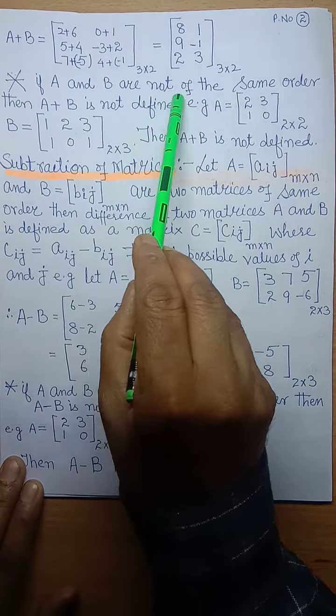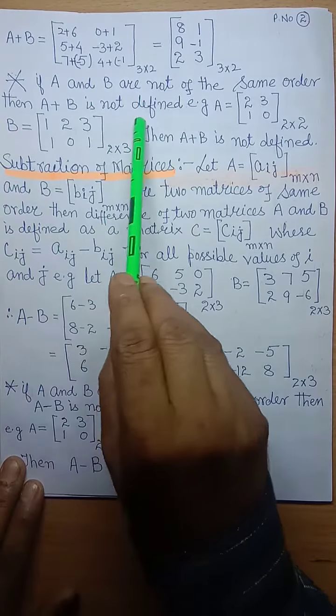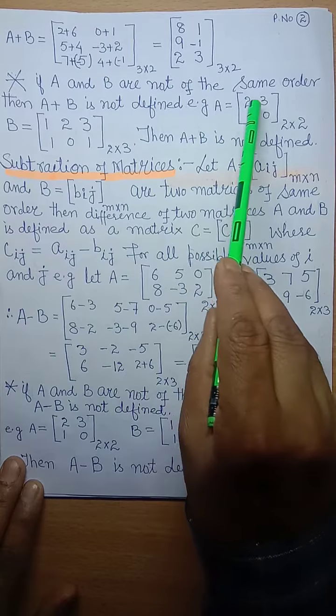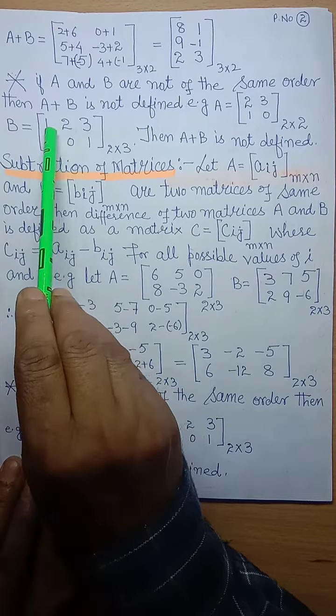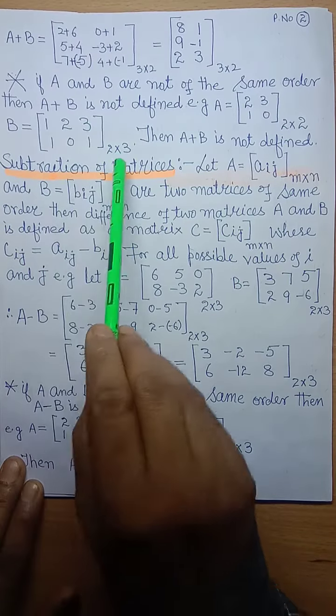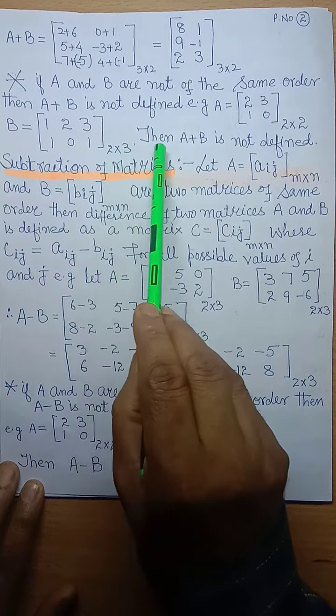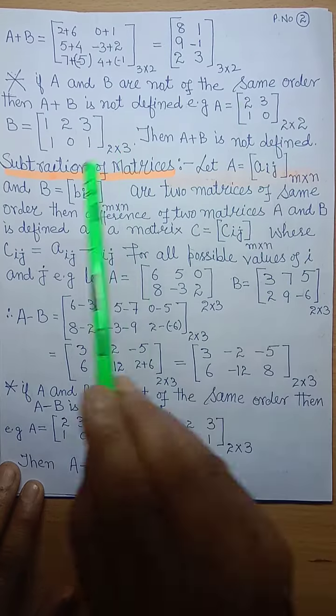If A and B are not of the same order, then A plus B is not defined. For example, A is equal to 2, 3, 1, 0, 2 cross 2. B is equal to 1, 2, 3, 1, 0, 1, 2 cross 3. Then A plus B is not defined.